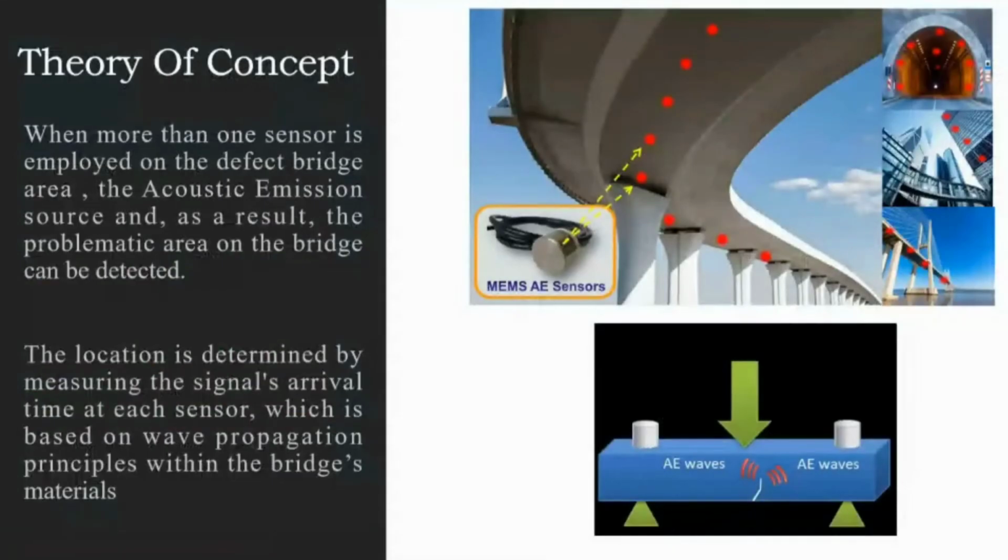When more than one sensor is employed in the defect bridge area, the acoustic emission source, and as a result, the problematic area on the bridge can be detected. The location is determined by measuring the signal arrival time at each sensor, which is based on wave propagation principles within the bridge materials.